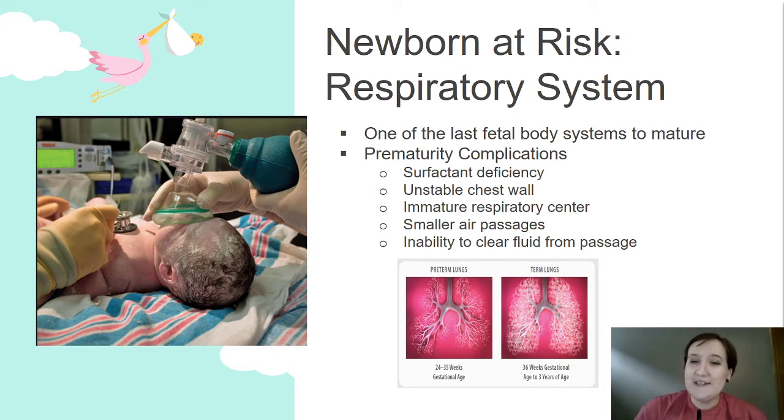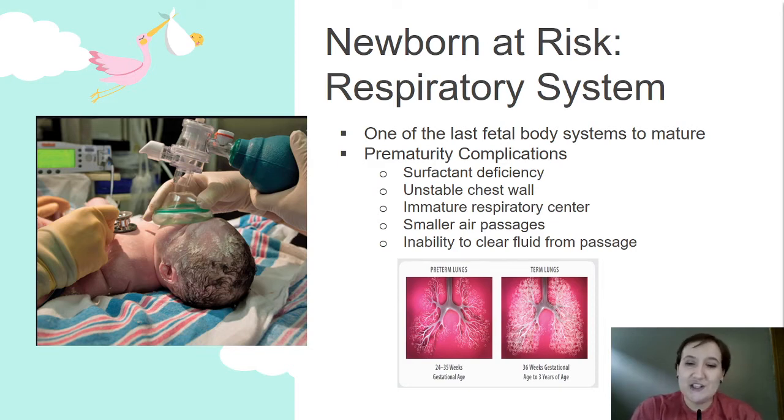They also have an immature respiratory center, so these little ones are more apt to have apnea, true neonatal apnea, where they completely forget to breathe. They have a smaller lumen in their air passages, meaning that it's easier to collapse or occlude. And then they also have a weak or an absent gag reflex.